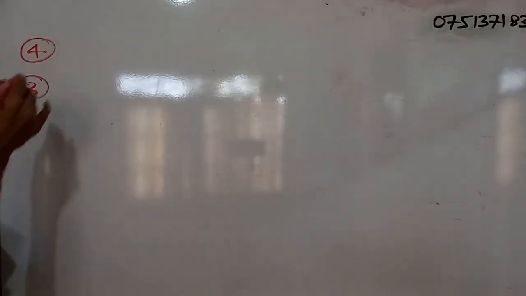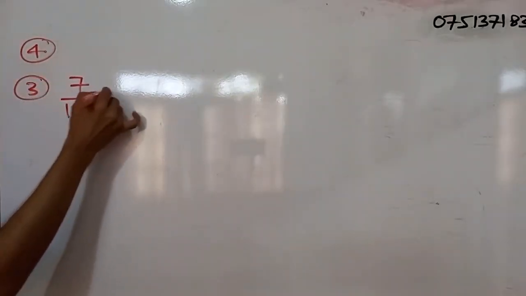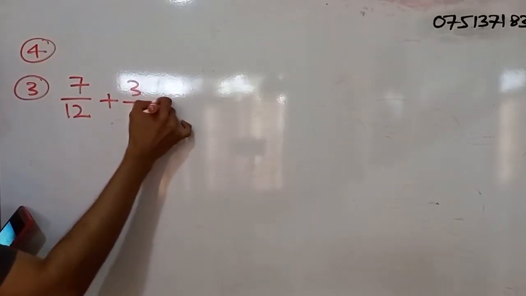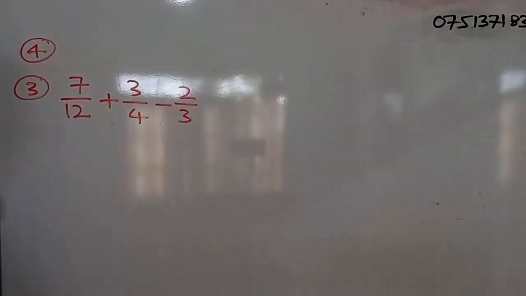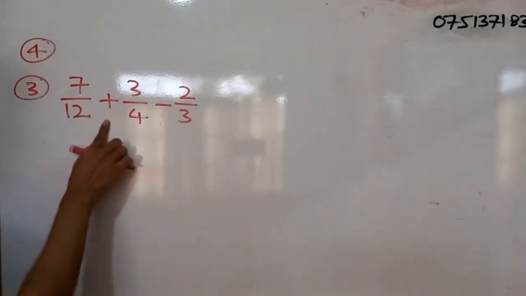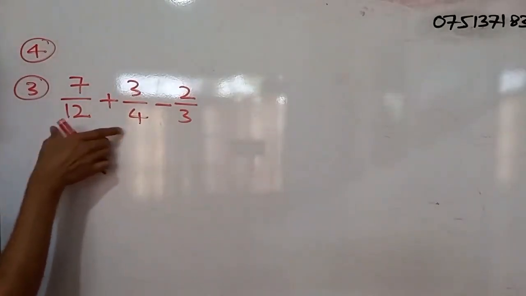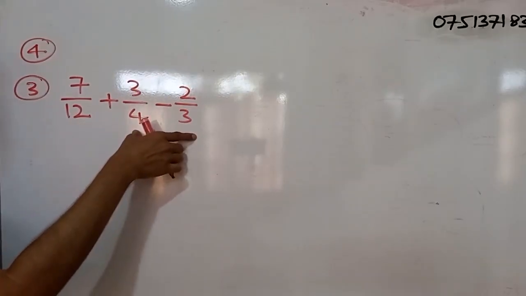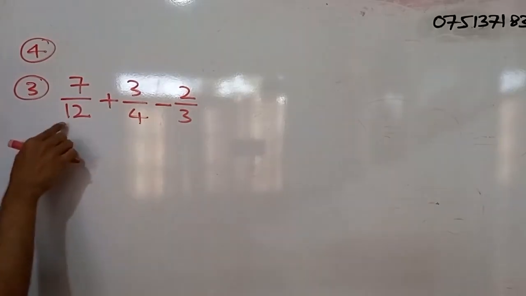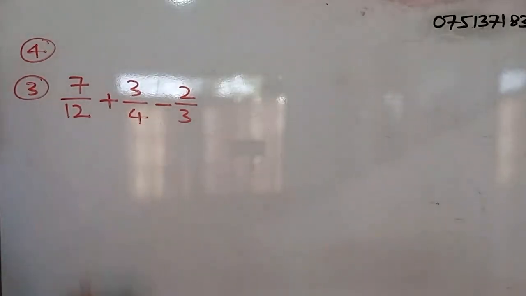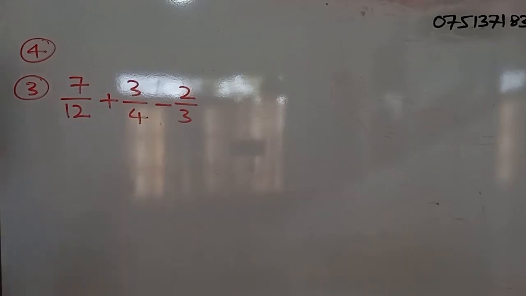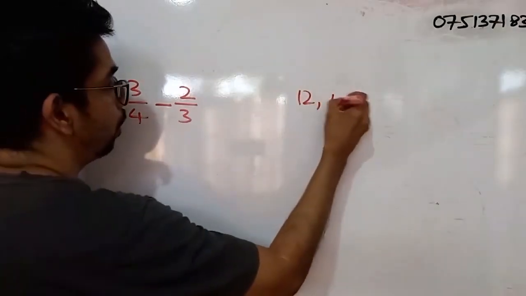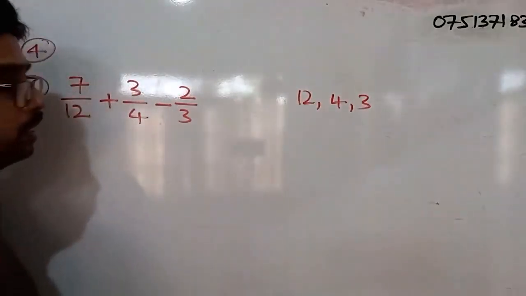Okay, the third part. So there we have what? 7 by 12 plus 3 by 4 minus 2 by 3. So here we have to do what? Between these two fractions we have an addition, and between these two fractions we have a subtraction, right? But what's the most important thing? The denominators are not same, right? So just as before, we have to calculate the least common denominator. So if we take the numbers 12, 4 and 3, what is the least common denominator?